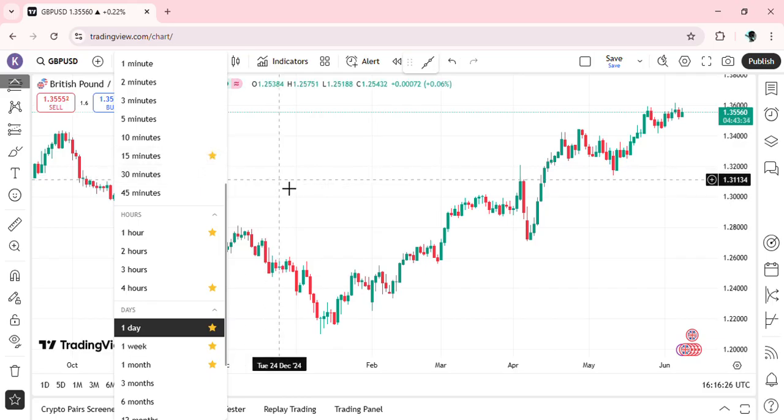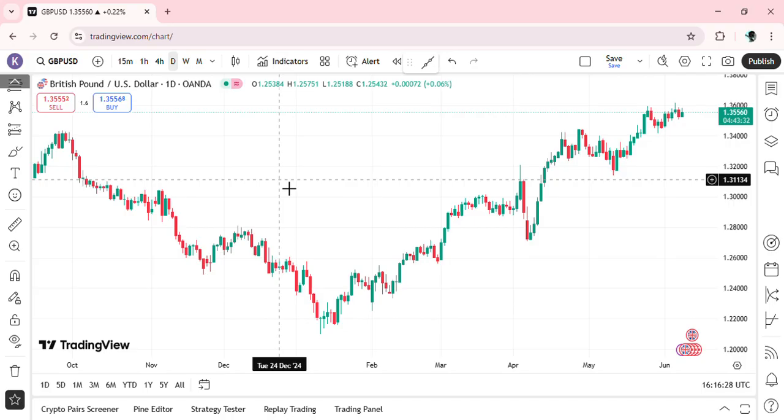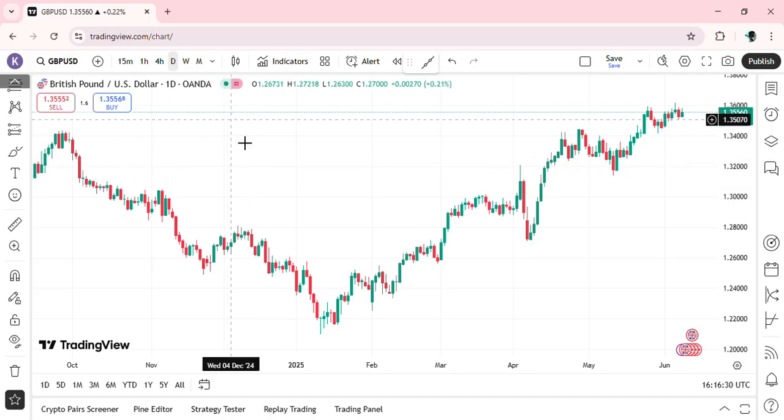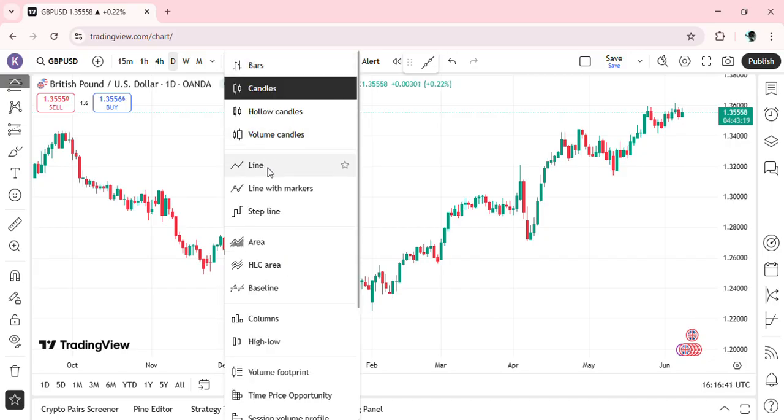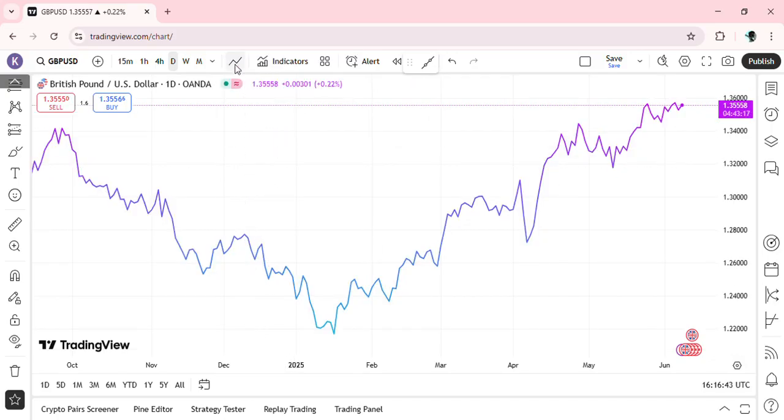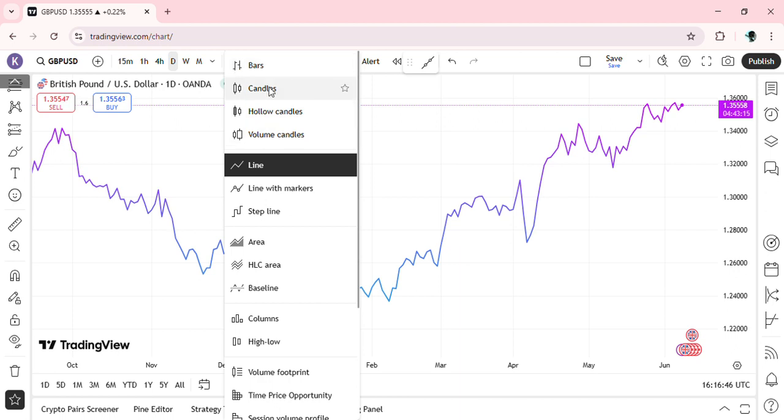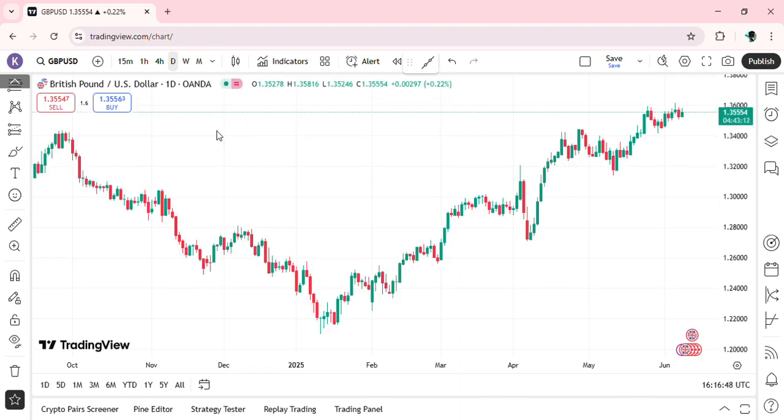So now this will help us do what we call the top-down analysis. We start from the higher time frames coming to lower time frames. You can see now here they are. Here are now your time frames. They are all here. If you want to change your chart, you click on this. If you want your chart to be in a line graph, you just click there. If you want to change it back to candlestick, click there, you change it back.